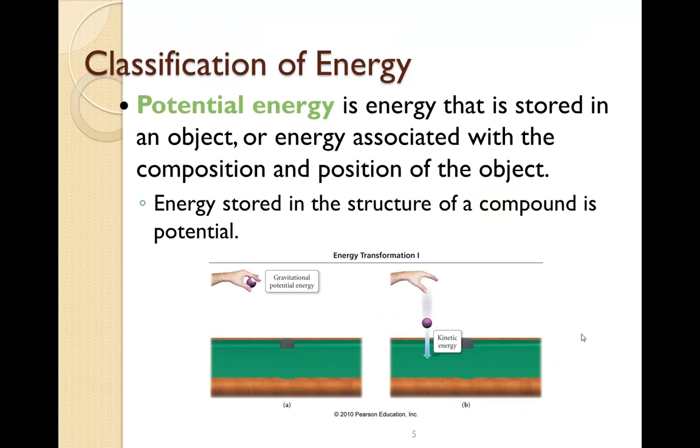The other classification of energy is potential energy, which is energy that is stored in an object or energy associated with the composition or position of an object. Energy stored in the structure of a compound is potential, so we're talking about the bonds, or the energy in the electrons, things along those lines. Gravitational potential energy is when you drop something and the potential turns to kinetic.